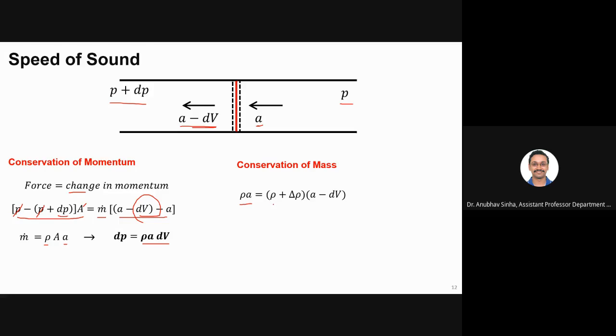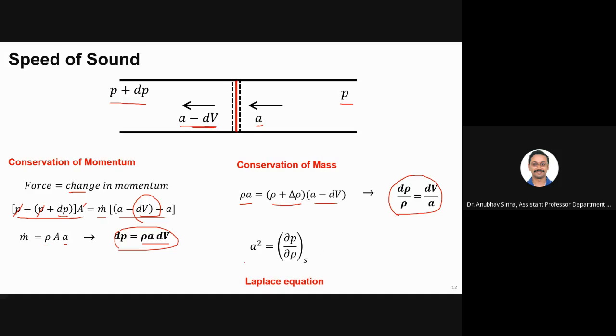Okay. What is the mass that is leaving? Rho plus delta rho, the change in the density, times A minus dV. So this will give you d rho by rho is equal to dV by A. If you combine these two equations, since A is there in both of them, I can say that A squared is equal to del P by del rho.